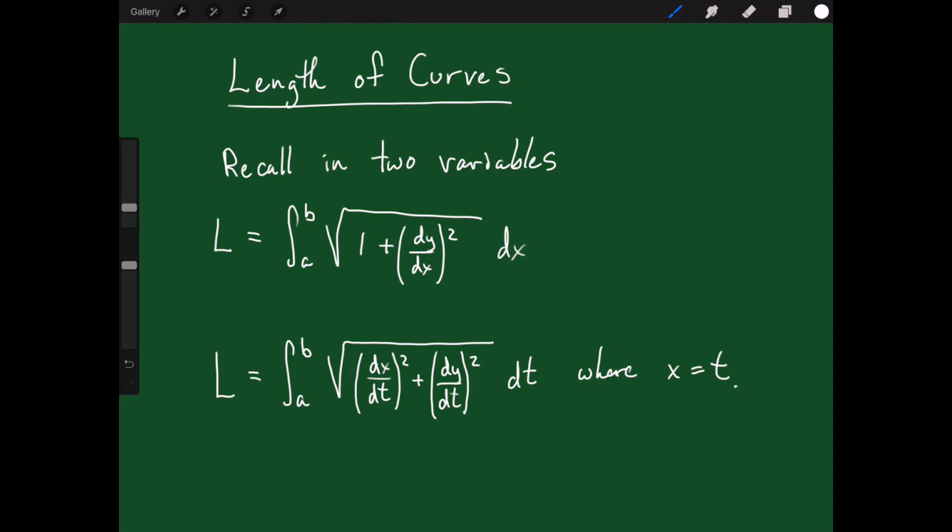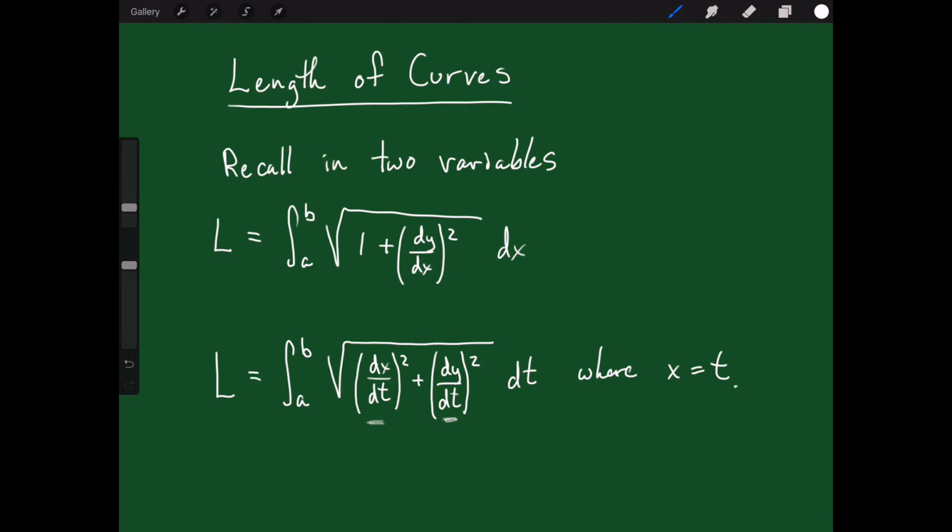Okay, so if you think of x's and t's as being the same, then I have the exact same formula there. Okay, so we can see that length then is kind of like the change in the x direction with respect to t squared plus the change in the y direction with respect to t squared, and then we take the square root. So in other words, this is kind of the magnitude of the velocity that we talked about from last section, and we'll use that.